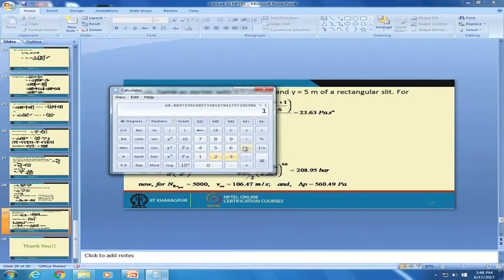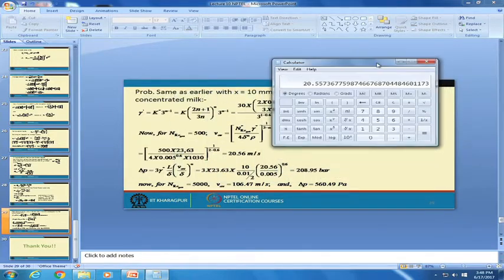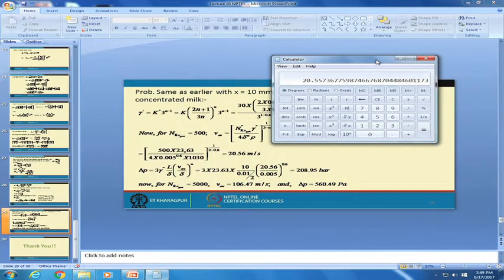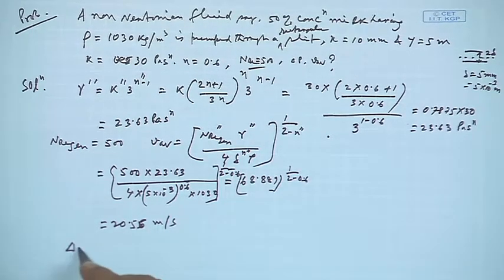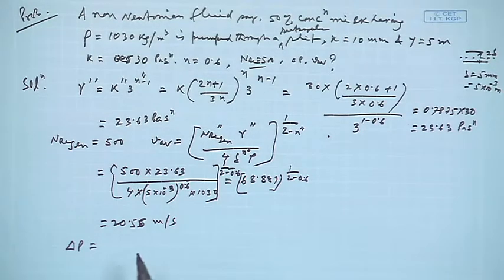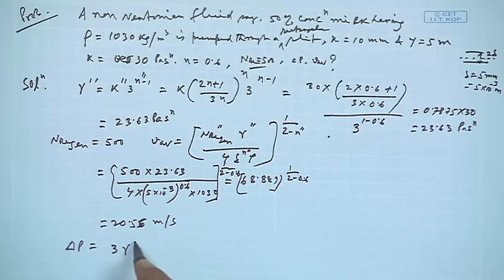That is to the power 1 divided by 2 minus 0.6. So this comes to 20.55, that came to be 20.5556 meter per second.